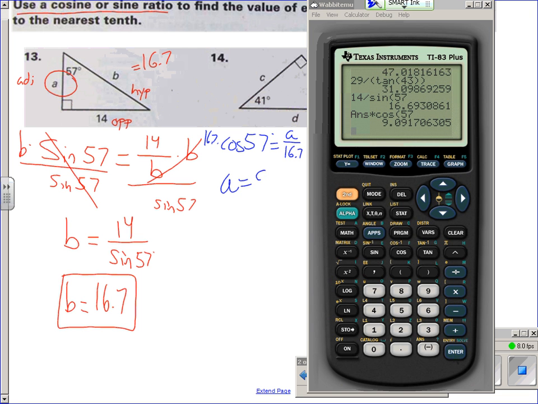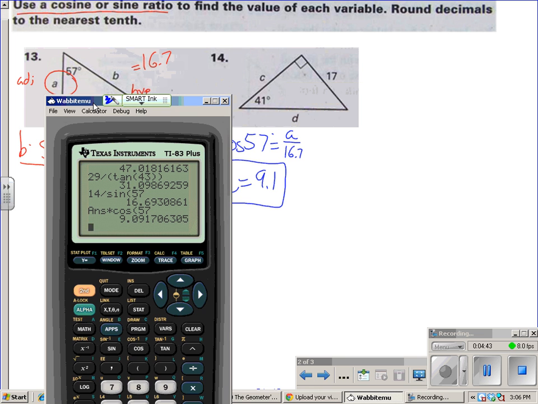A is, to the nearest tenth, 9.1. If you use the 16.7, you cut off a lot of decimals, so you're probably going to get a little bit of a different answer. Maybe it rounded to 9.0, maybe it rounded to 9.2. You should be in the ballpark. Try to use more decimals until you get to your final answer. All right, there's A and B, those two variables.